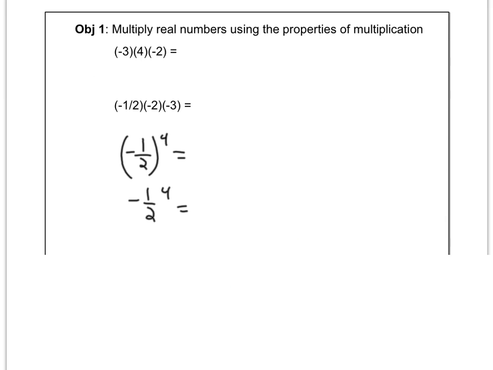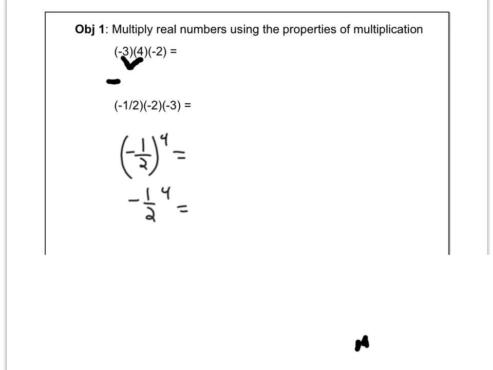Okay, our first objective today is to multiply real numbers using the properties of multiplication. Alright, so basically what we're going to do is we're just going to be multiplying numbers. And we got a couple different examples for you here. Okay, first, we got negative 3 times 4 times negative 2. Again, it doesn't matter what order I multiply these in, we should still get the same answer. So we're just going to start by multiplying these two.